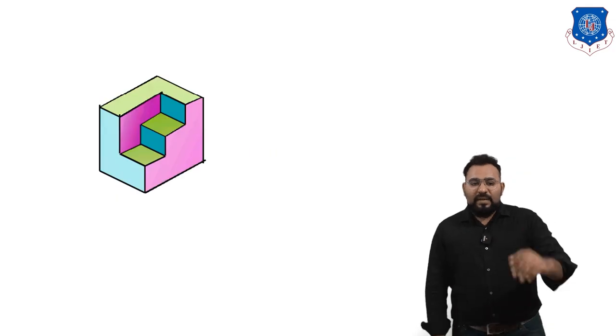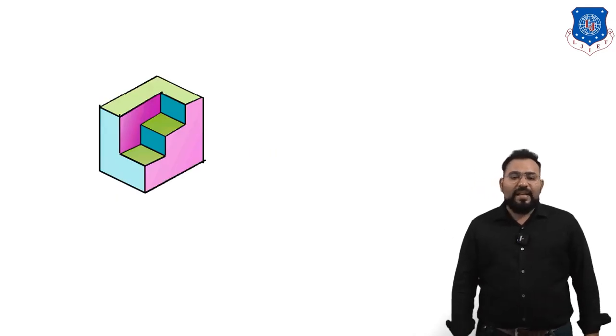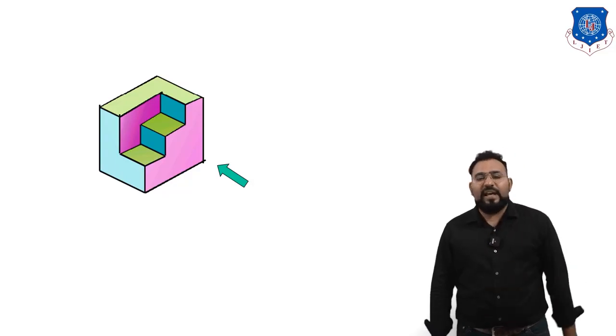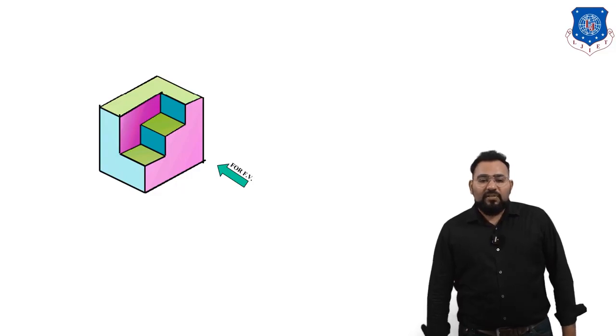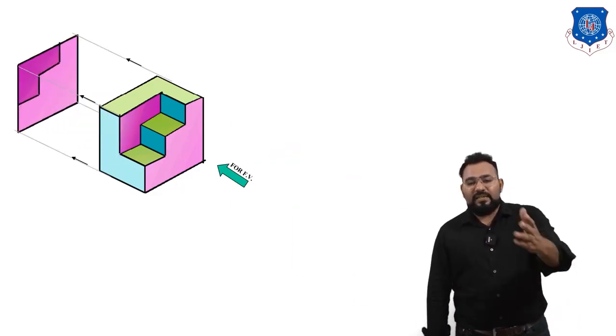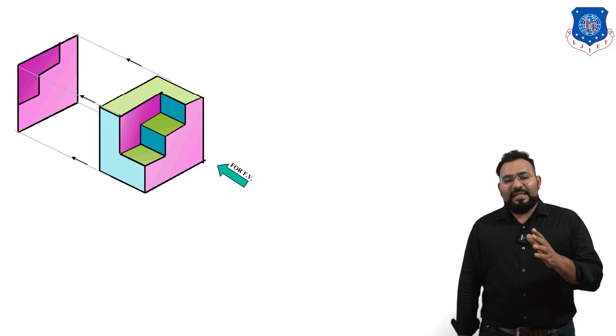Now let's see another example. Let's see this 3D object, and let's draw the front view. So this is the observer direction. From here we have to draw the front view. So how is the front view going to look like? So let's imagine in your mind. Yes, the front view is going to look like this.